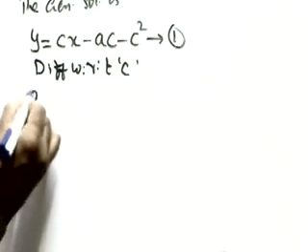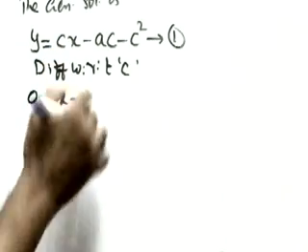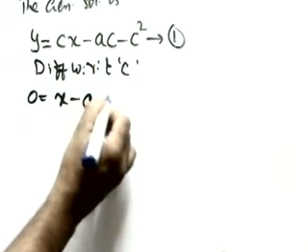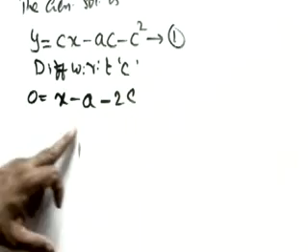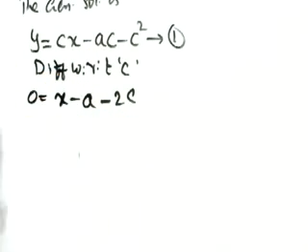So if we differentiate with respect to c, we don't have c here, so it will be 0. d/dc of c will be 1, and 1 into x will be x. Minus d/dc of c squared, which is 2c. Now we have to find c from this and substitute in 1.